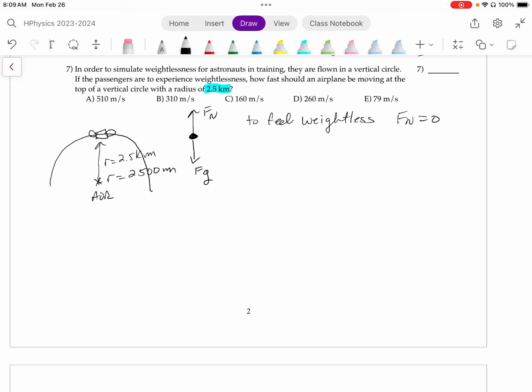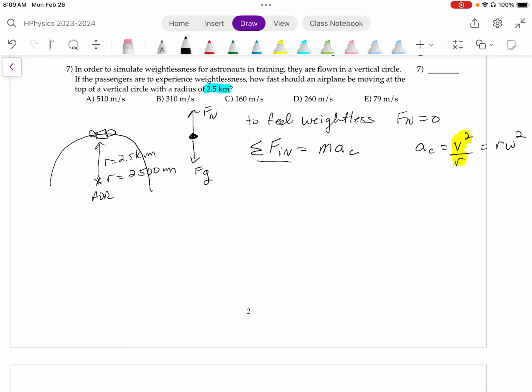How do I solve this problem? I'm going to have to apply Newton's second law in the inward direction, and it will equal the mass of the person that's sitting in the seat times the centripetal acceleration. We know that the centripetal acceleration is equal to v squared over r, which is also equal to r times the angular speed squared. They asked for the speed, and they didn't ask for angular speed, so we're going to use the definition of centripetal acceleration of v squared over r.